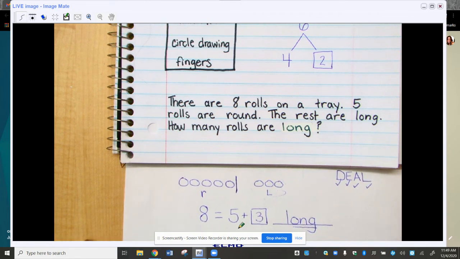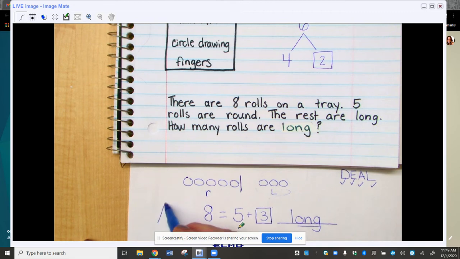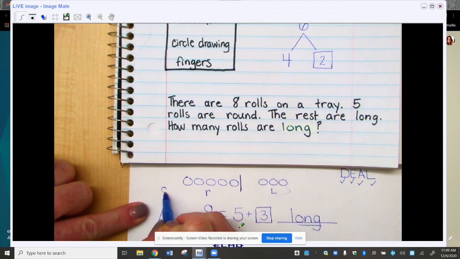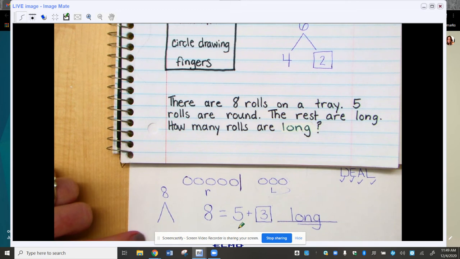Now, if I was going to check my work with a math mountain, what number would go at the top? You go ahead and write a math mountain on the side or next to your problem. What number goes at the top? You're right, the total. The total number is 8 rolls that were on the tray. What are the partners that make the total 8? In this story problem, you're right. It was the partners 5 and the unknown partner 3. 5 and 3 are partners of the total 8.